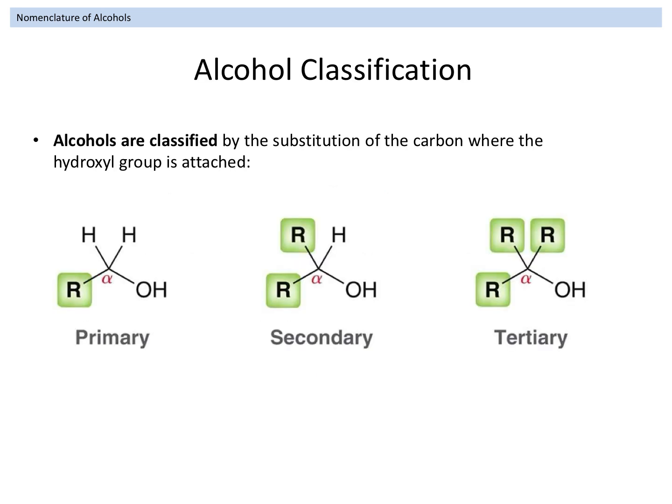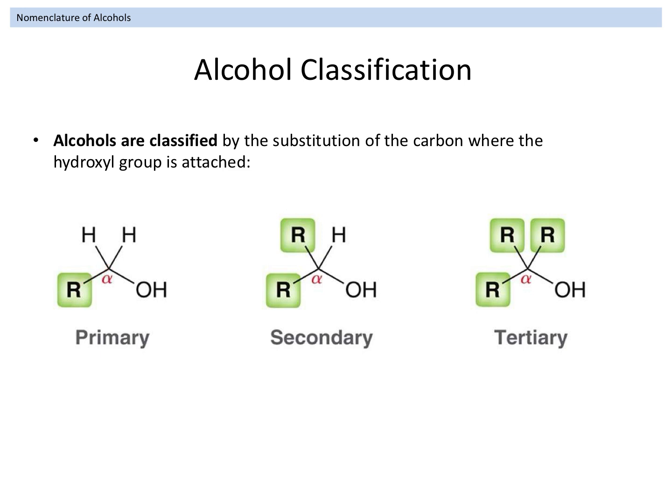Alcohols can be classified based on the substitution pattern of the carbon atom to which the hydroxyl group is attached. This classification helps us understand the reactivity and properties of different types of alcohols. In primary alcohols, the carbon bearing the hydroxyl group, known as the alpha carbon, is attached to only one other carbon atom.